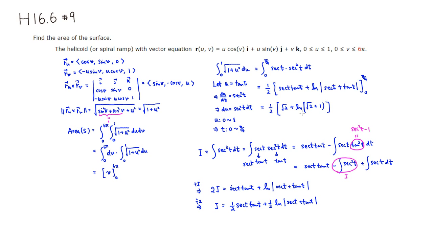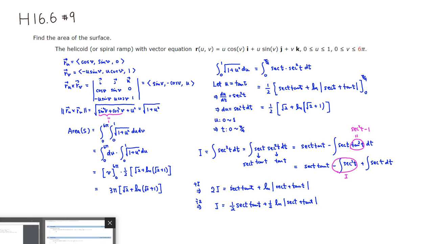Then we just have to put that back in here. So this is going to be 1/2 times square root of 2 plus natural log of square root of 2 plus 1. With the 6 pi and the 1/2, you have 3 pi times square root of 2 plus natural log of square root of 2 plus 1.